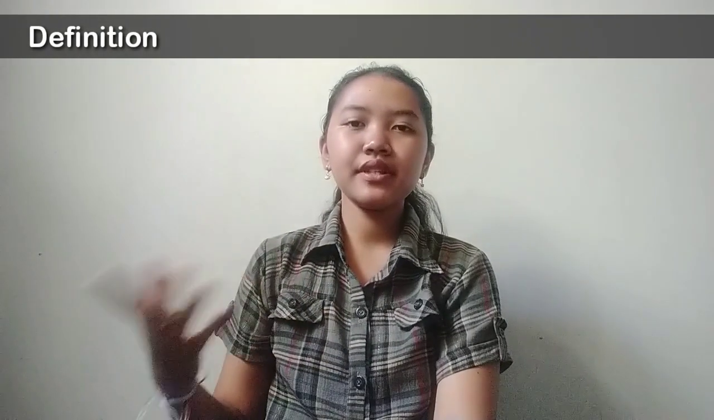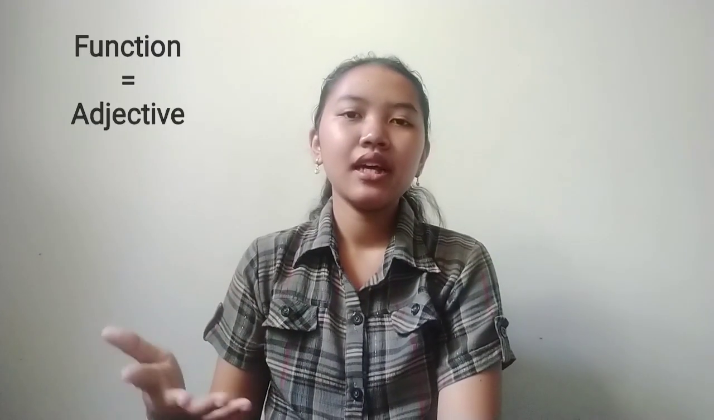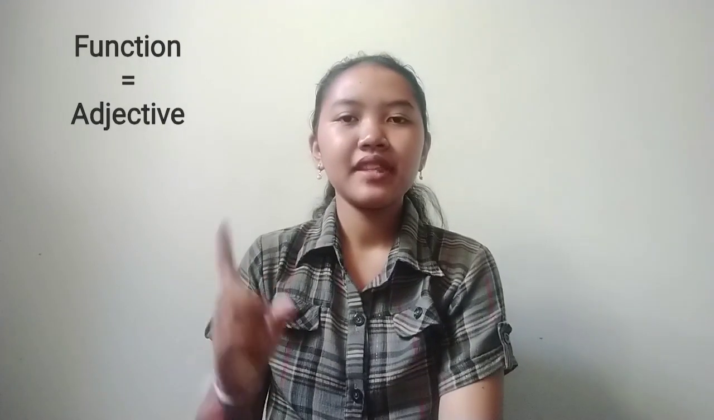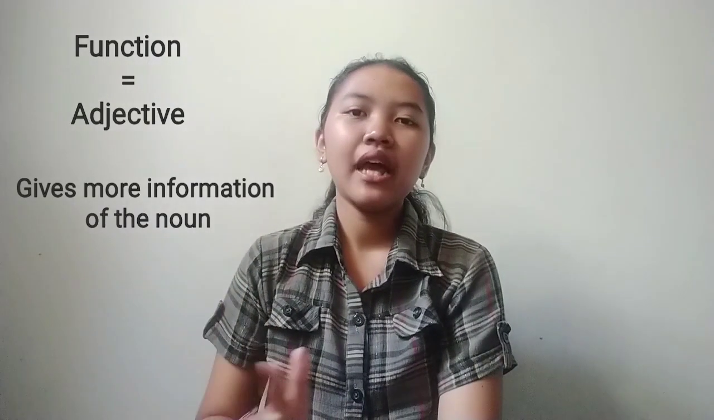The first is the definition of the relative clause. The relative clause is one kind of dependent clause that cannot stand alone as a sentence without another sentence. The relative clause always begins with a relative pronoun in the sentence. The function of the relative clause is like an adjective, that is to give more information about a noun. That's why the relative clause is also called an adjective clause.